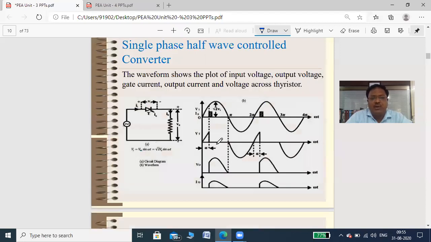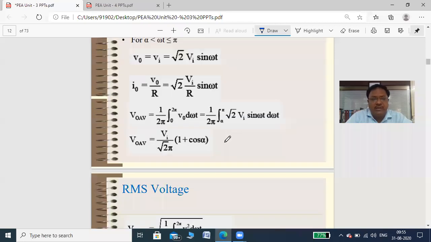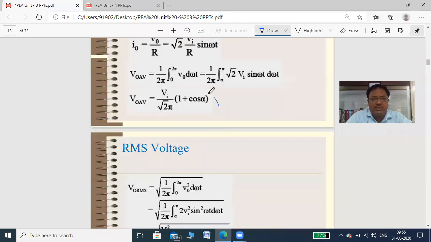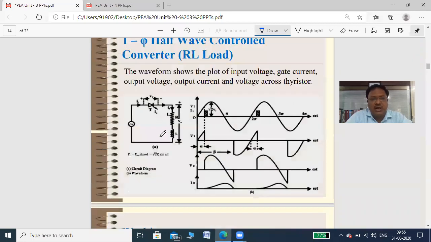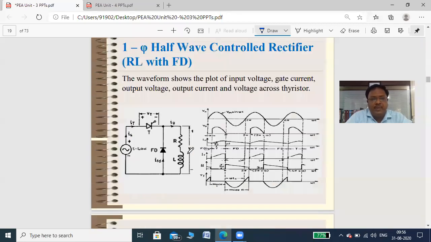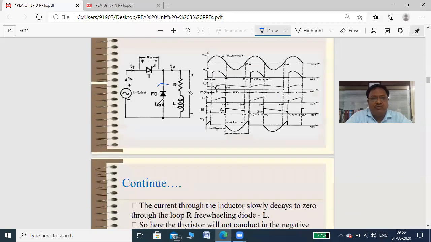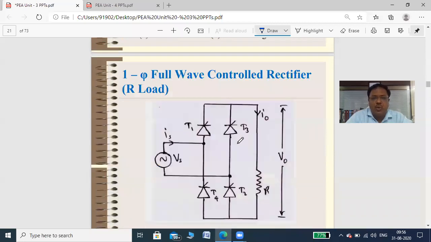This is the first one that we have already seen, right? Then average output voltage VO average depends upon alpha, cos alpha, right? This is with RL load. Next one is with a freewheeling diode. So single phase half controlled converter for R load, for RL load, and with a freewheeling diode. Then single phase full wave controlled converter, where all four SCRs are used.